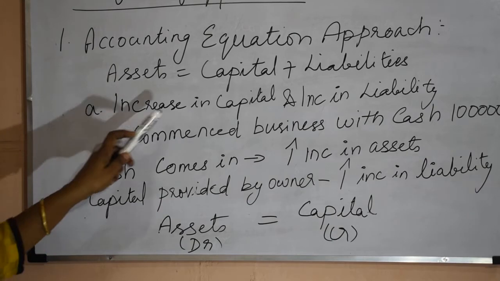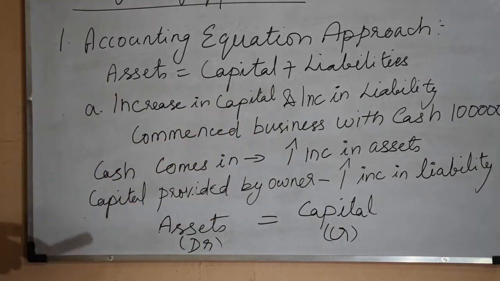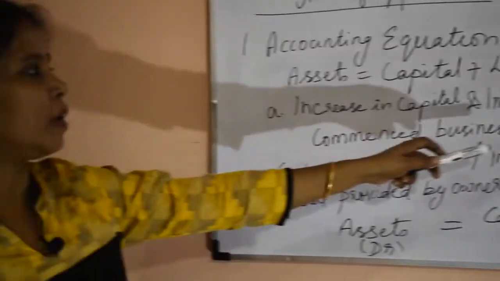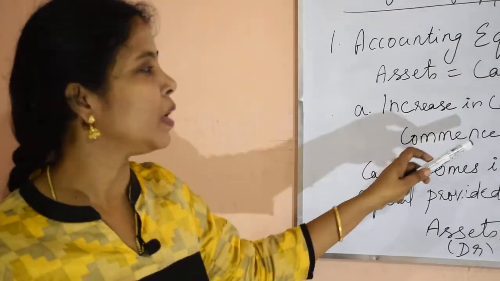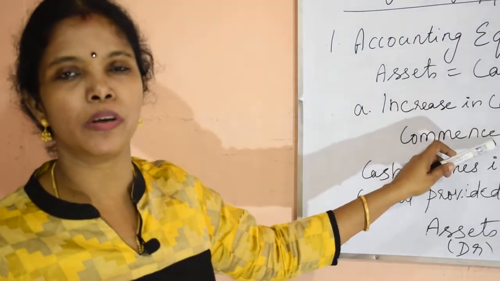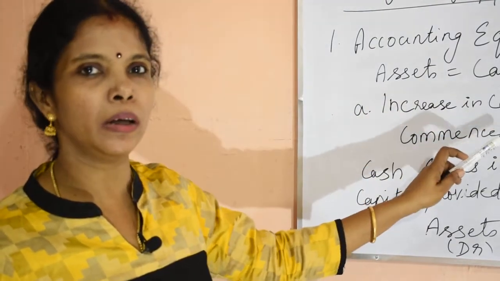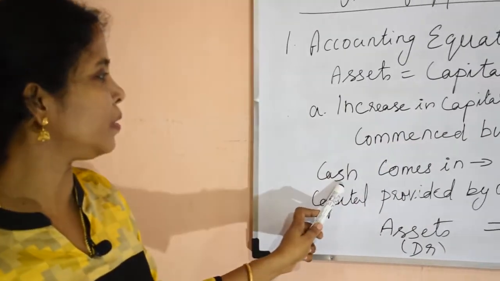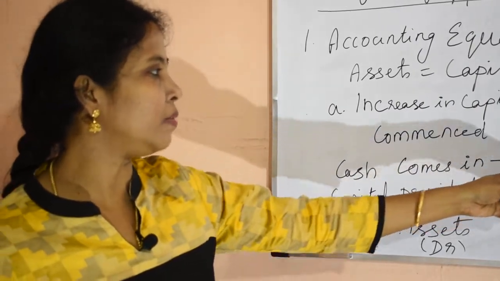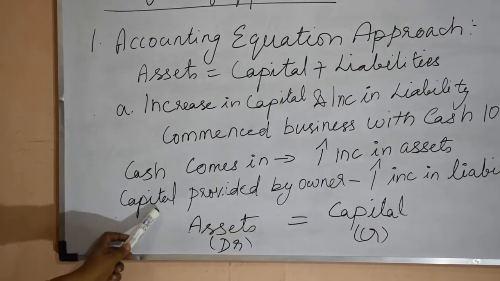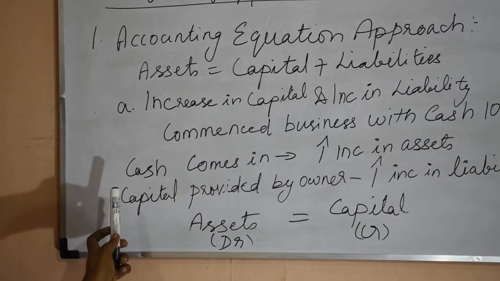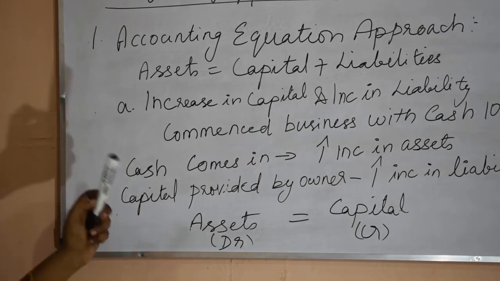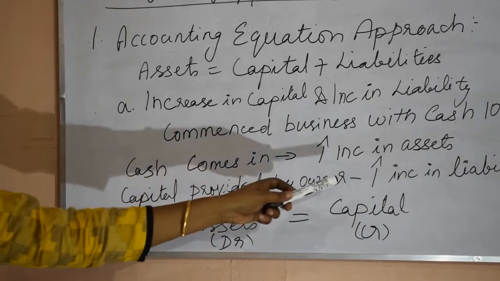The first rule is the increase in capital and the increase in liability. For example, if a person is investing cash of rupees 1 lakh in the business for starting up the business, he is giving the money to the business. Here cash comes in, so there is an increase in the assets. Here capital is provided by the owner, who is giving the money to the business for the purpose of starting the business. So here there is an increase in liability.